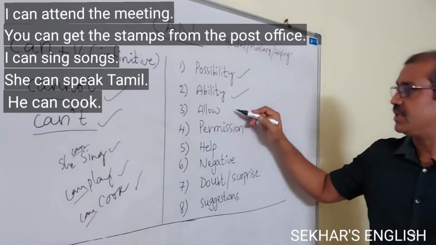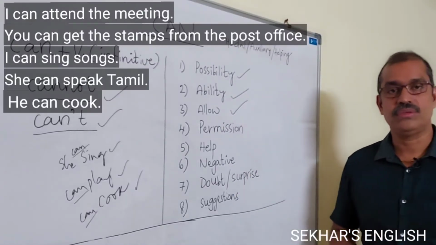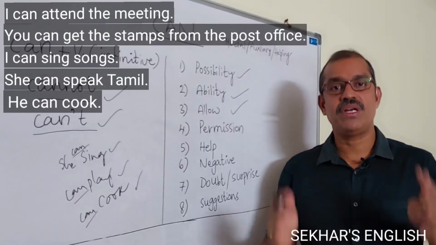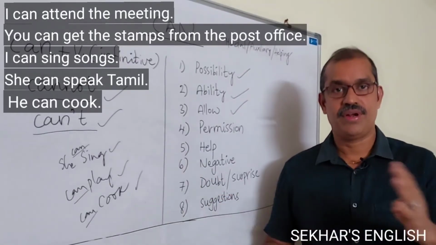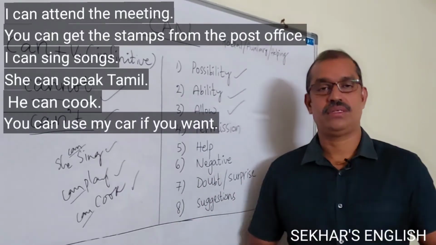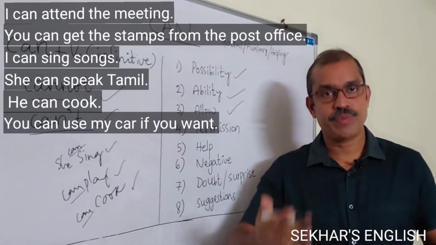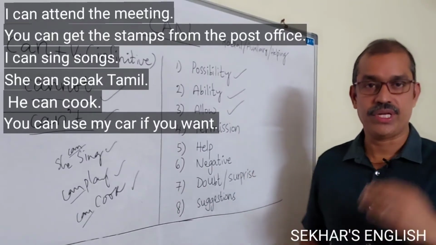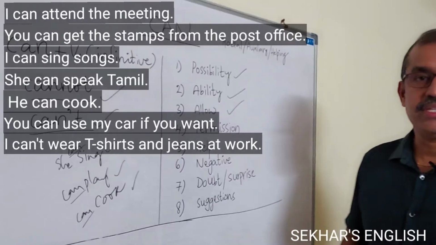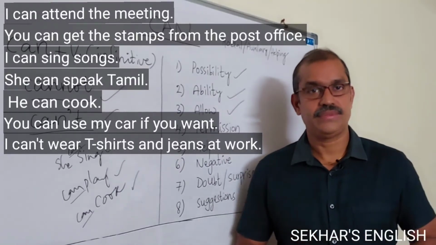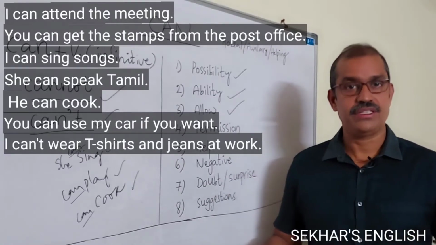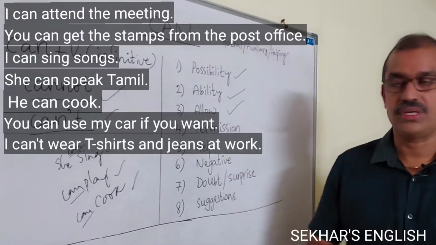Alright, let's go for the next one. Allow. Can is used to say that somebody is allowed to do something. For example, you can use my car if you want. That means you are allowed to use my car if you want. And one more example, I can't wear t-shirts and jeans at my work. That means I am not allowed to wear t-shirts and jeans at work.